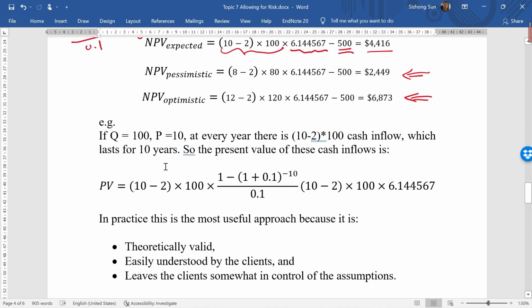In practice, this is the most useful approach because it is theoretically valid, based on our assumptions. It can be easily understood by the clients, and it also leaves the clients somewhat in control of the assumptions. It leaves some room for the clients to make the decision based on their own assumptions.